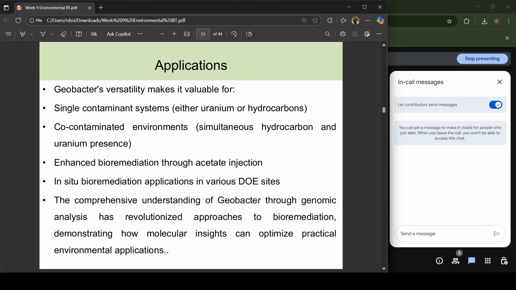We can also see in situ bioremediation applications at various DOE sites. The comprehensive understanding of Geobacter through genomic analysis has revolutionized the entire bioremediation field. It has shed light on how the study of the molecular makeup of a microorganism can be used to optimize customized processes for bioremediation of particular contaminated sites.